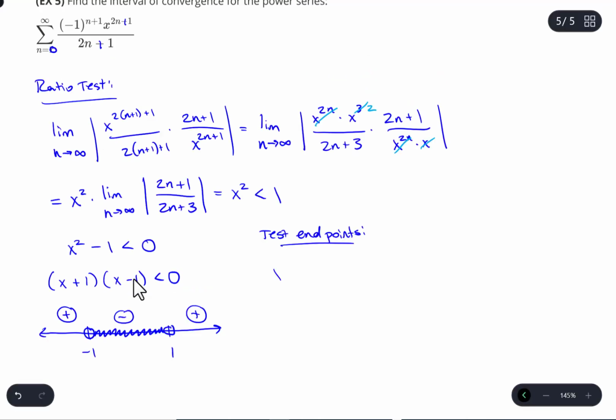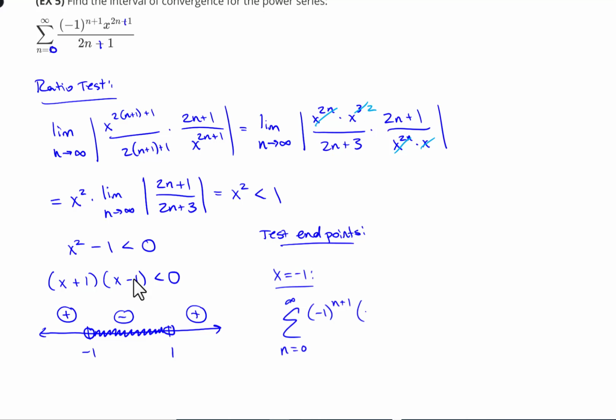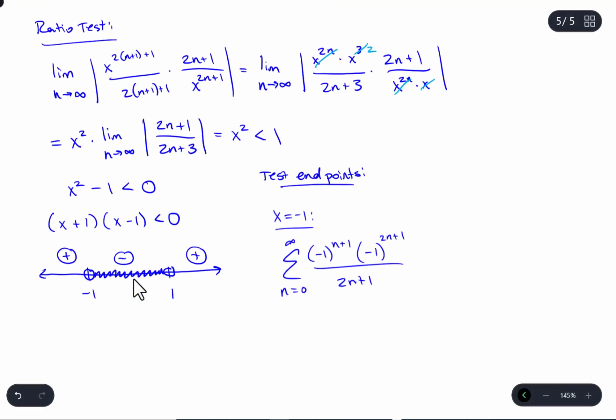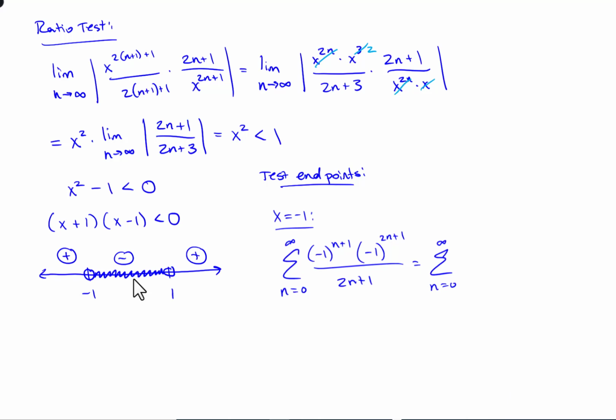We'll start with the endpoint x equals -1. Just plug that into the series and see where that takes us. So this would be -1 to the n plus 1. If I put -1 in for x here, it's going to be -1 to the 2n plus 1 all over 2n plus 1. All right, now there's going to be some simplification that can happen here. Let me go ahead and do that before I try and decide on its convergence.